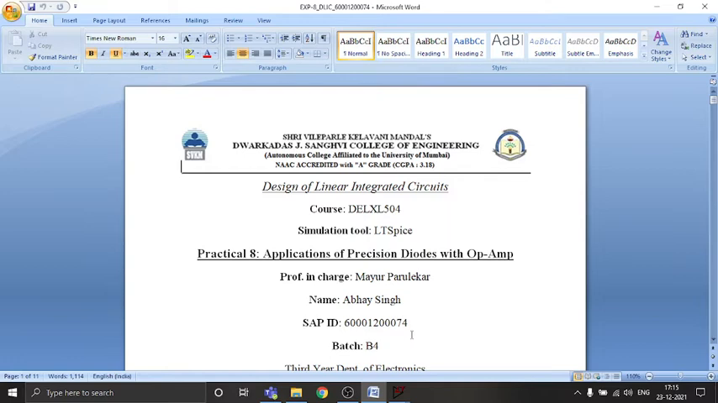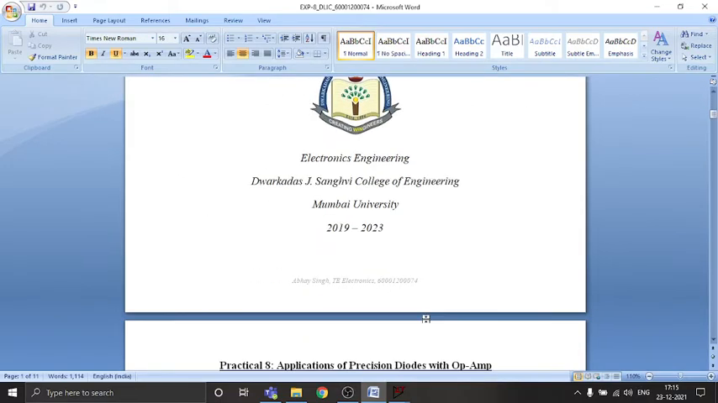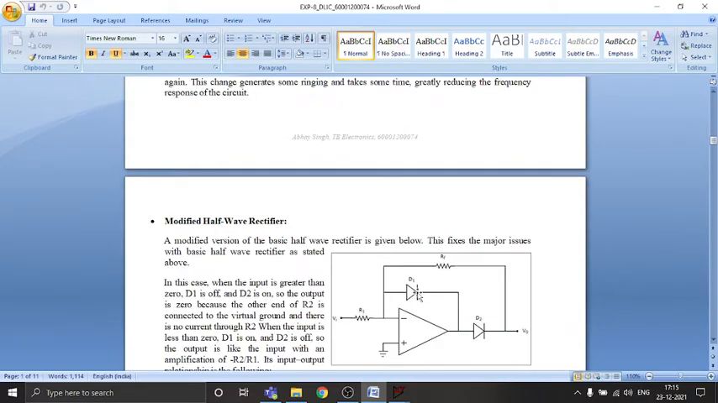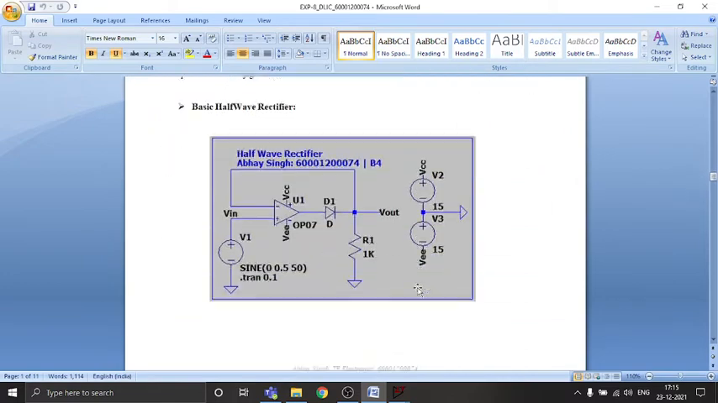Today I am going to demonstrate the applications of precision diode with op-amp. In this demonstration I am going to show you the simulation circuits of half wave rectifier, modified half wave rectifier, full wave rectifier, positive clipper with positive VREF and negative VREF, and negative clipper with positive VREF and negative VREF. From all these circuits, our first circuit is the half wave rectifier.